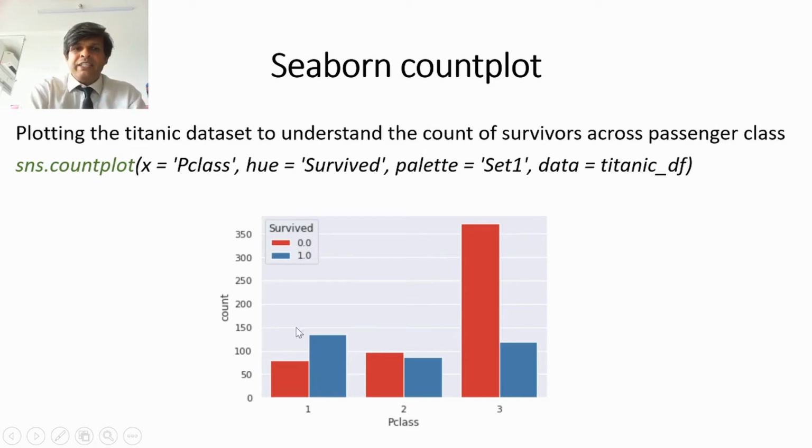Now 1 indicates survivors. So we can see, in first class the survivors were more. In third class the survivors were less. So this gives you an idea of what we can derive out of this data which we have.